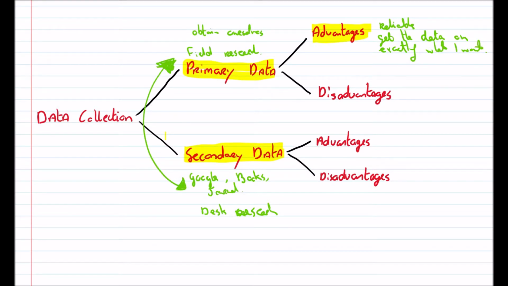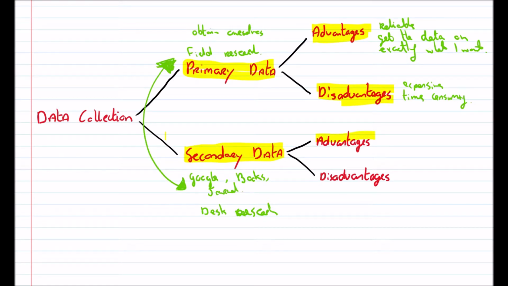The disadvantages, however, are that it can be expensive and it can be time consuming. So, for instance, if we're going out into the community to find out stuff, we're going to have to print surveys. We're going to have to spend a lot of time collecting those surveys. We might have to pay people to distribute the surveys. So it can be expensive and time consuming.